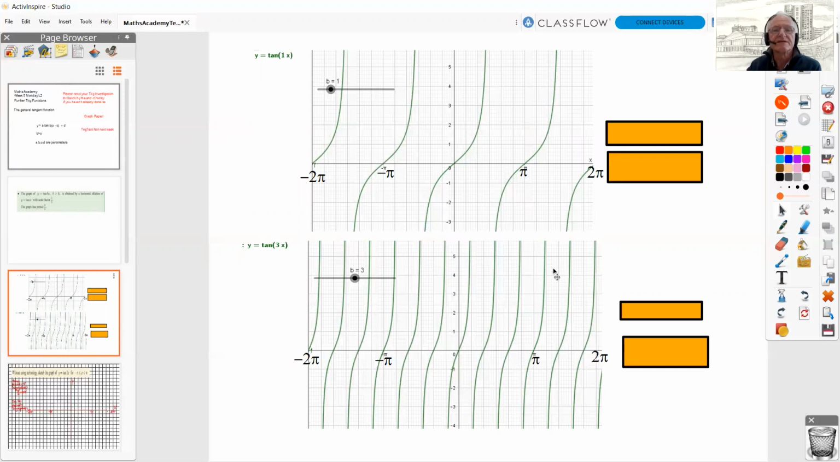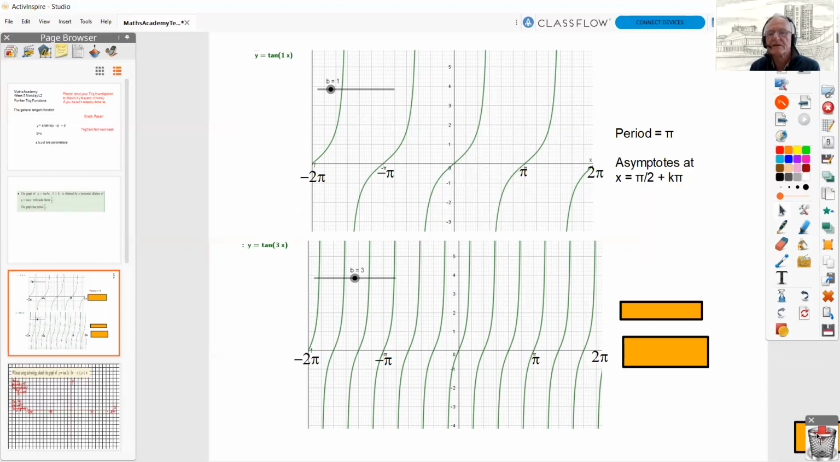So when we look at this, this is your basic tan graph. The period is pi, because here's one complete cycle. Period is pi. And the first asymptote is at pi on 2, and the next one is at 3 pi on 2, one period apart, and so on. So there's your basic tan graph, which in your lesson notes, I asked you to learn how to sketch.